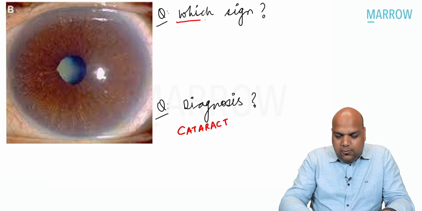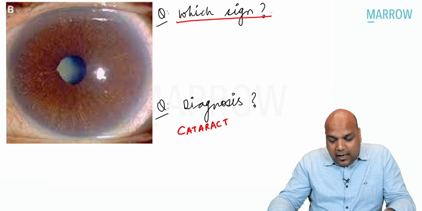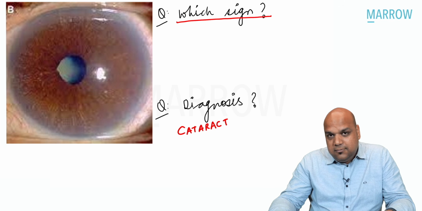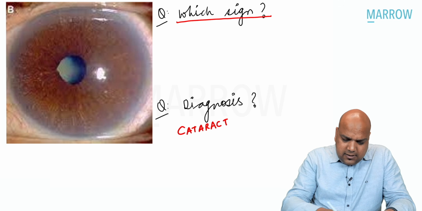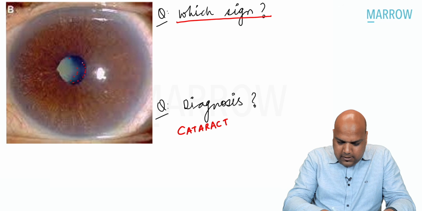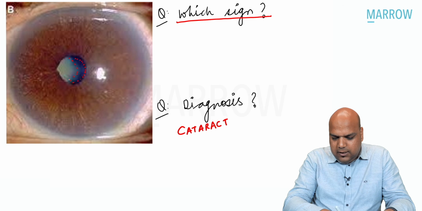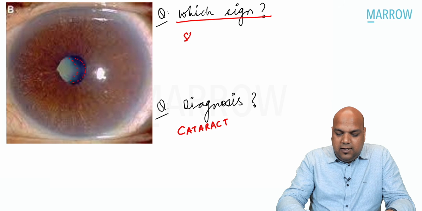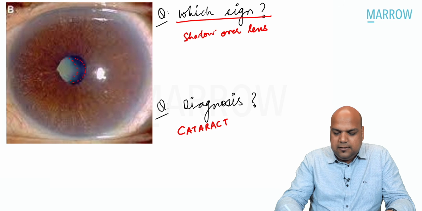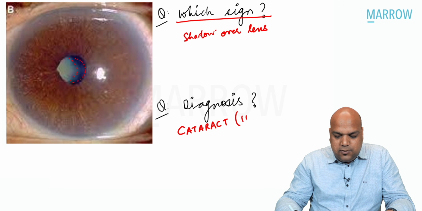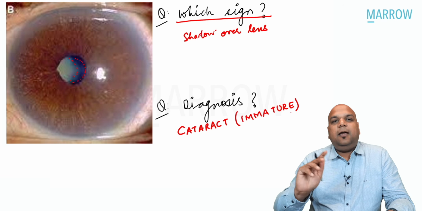But what are we trying to ask you? Which sign? And based on sign, what is the correct diagnosis? So what are we trying to see here? Any sign? Yes, see, if we see carefully, when light is being thrown, the pupillary margin or the iris is casting a shadow on the lens. If there is a shadow over lens, what does it tell us? It is which stage of cataract, mature or immature? Immature. Am I clear about this?